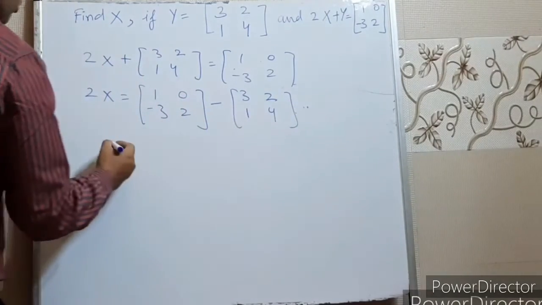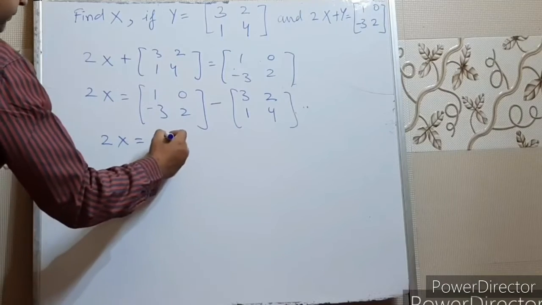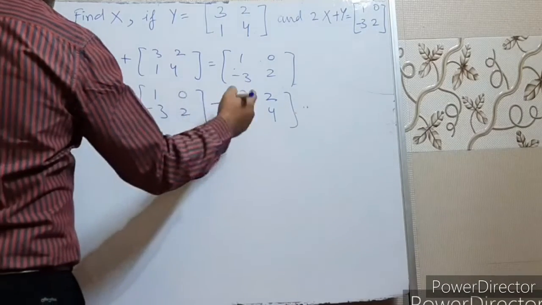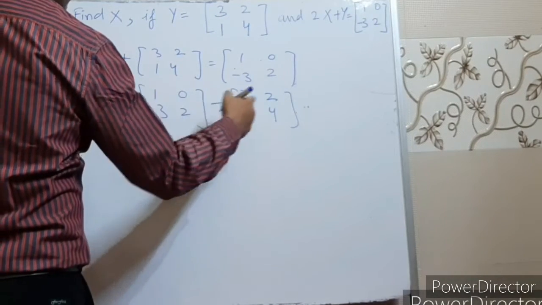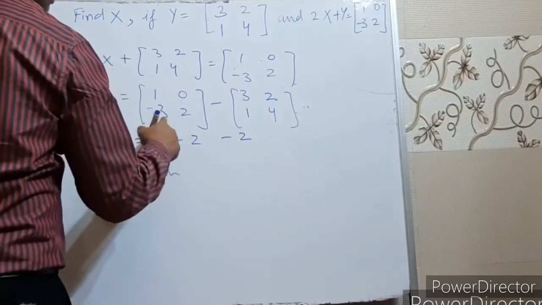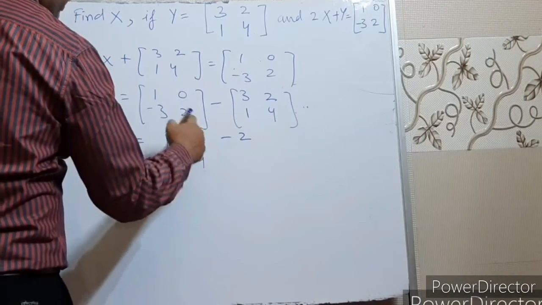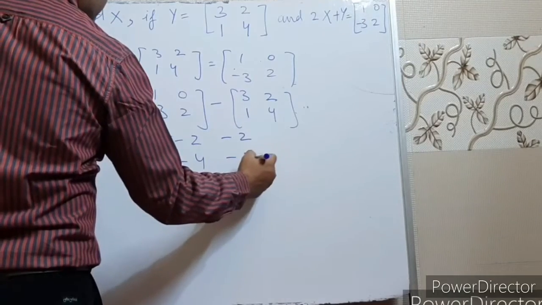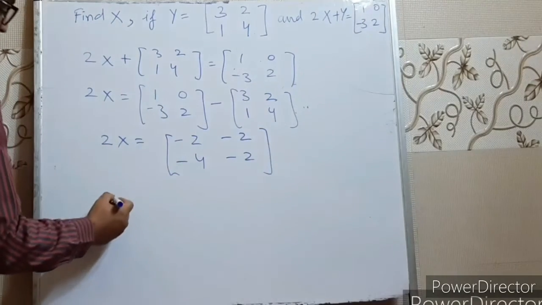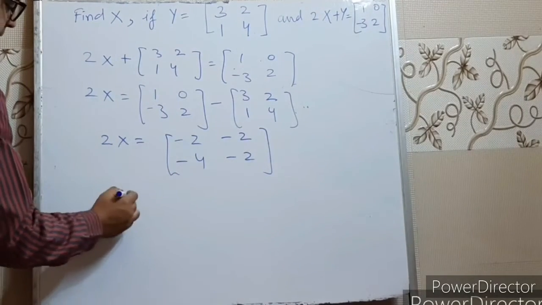When you subtract these two matrices, what will we get? 1 minus 3 is minus 2, 0 minus of minus 2, you'll get 2, minus 3 minus 1 is minus 4, and 2 minus 4 is minus 2. Right? So divide both sides.